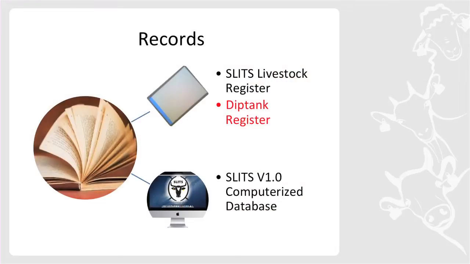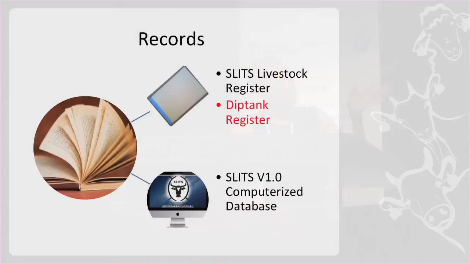We also record at the diptanks the animal health activities. Like I've said, we keep the records using two systems. We have the manual system, which is at diptank level, and then we have the computerized system, which is at sub-regional office level. At the diptank, we have three forms of registers. We have the SLITS livestock register, where we record each individual animal. Then we have the diptank register, where we record mostly the animal health activities that occur in that diptank. Then we have a small form book, where we record the deaths.